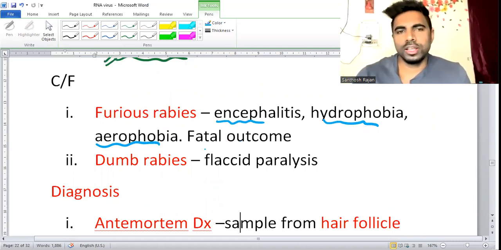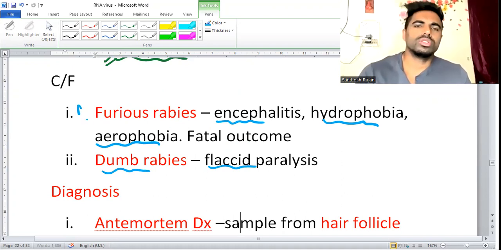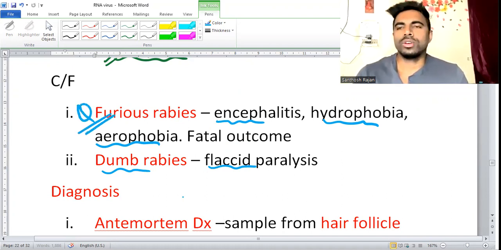The outcome is definitely fatal. And dumb rabies is not that dangerous. It just causes flaccid paralysis, not spastic. So furious is the most dangerous type, right? Diagnosis can be antemortem or postmortem. Because if the patient has rabies, mostly the patient will die. The chances of mortality are very high.